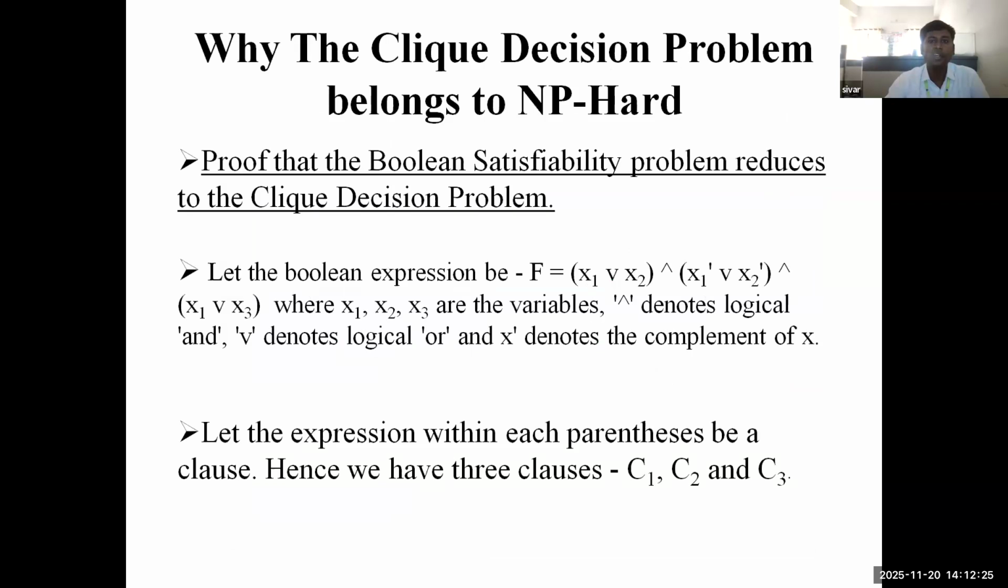Next one is why the clique decision problem belongs to NP hard. Now we are going to prove that the clique decision problem is NP hard. Here the question is why the clique decision problem belongs to NP hard. Now we are going to prove that the clique decision problem belongs to NP hard. Prove that the Boolean satisfiability problem reduces to the clique decision problem.